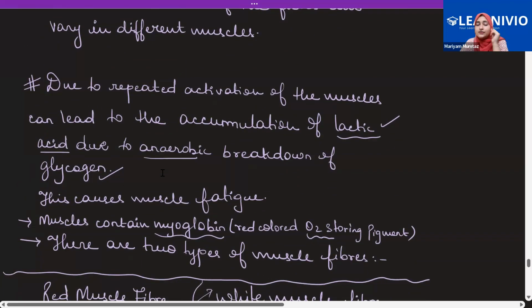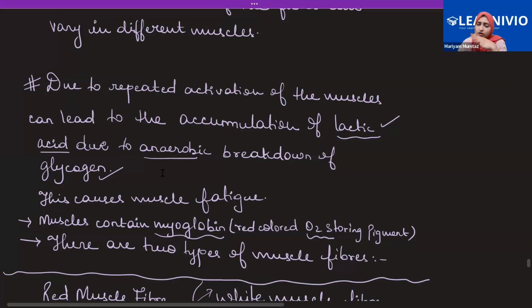Now see, many times due to repeated activation of the muscle, for example, if you keep running a lot for a long period of time, or have you done that exercise wherein you stand on your tippy toes and come back, tippy toes and come back? When you do it for a long period of time, you feel like your muscles are cramping, isn't it? You feel like your muscles are stiff and hard.